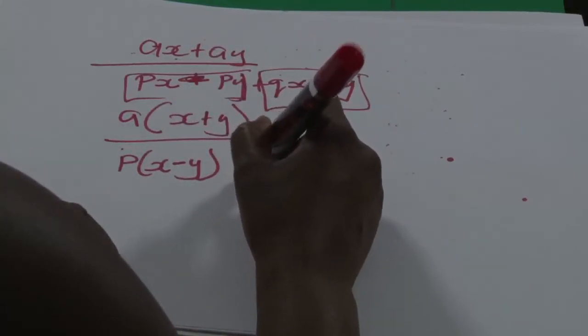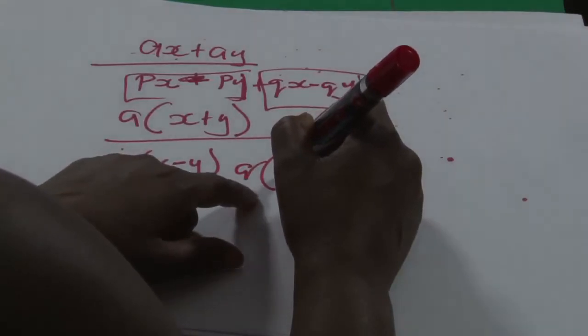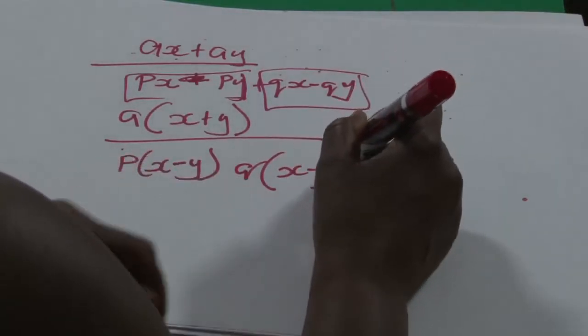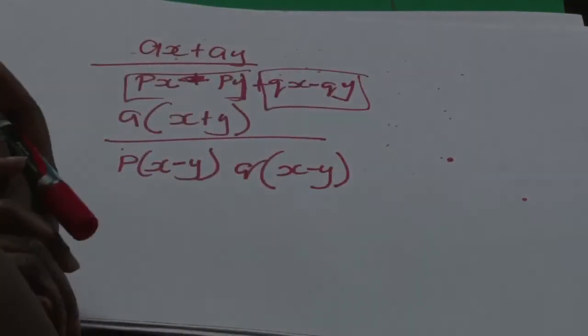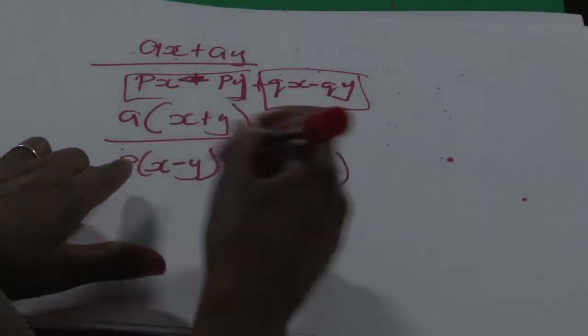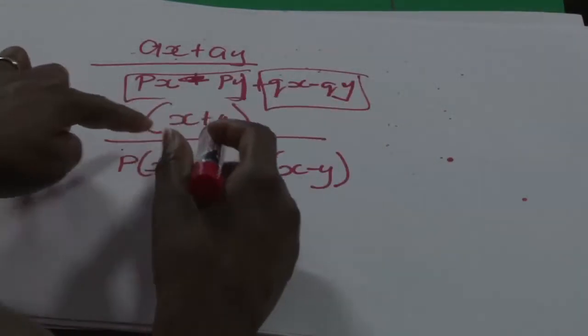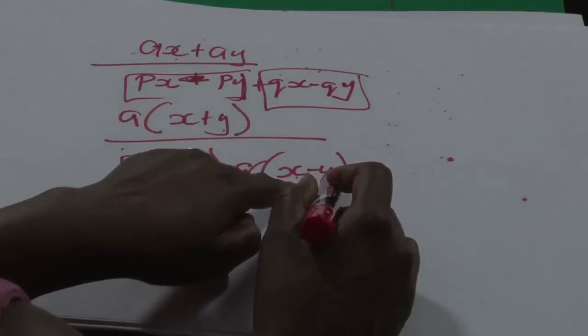It's a minus. Then we have a common factor of q, and then x minus y. From there, you can check whether you have a common factor, so that you can cancel out those common brackets. Unfortunately, we don't have a common factor. This is x plus y, x minus y, x minus y.